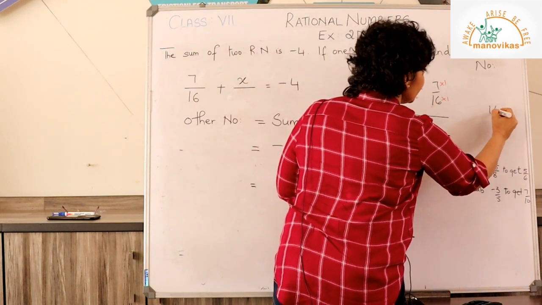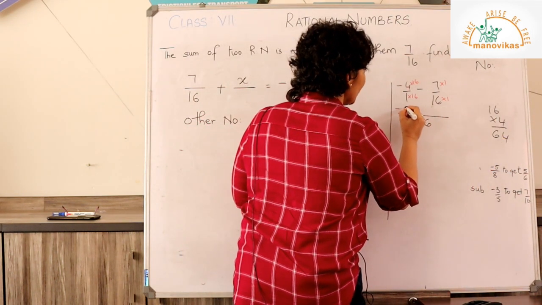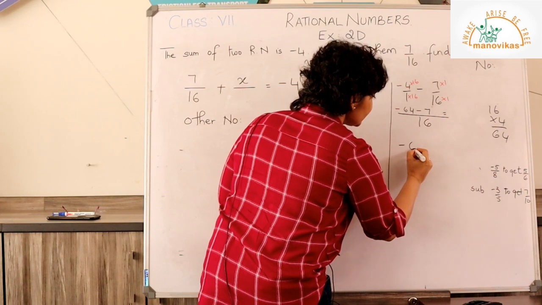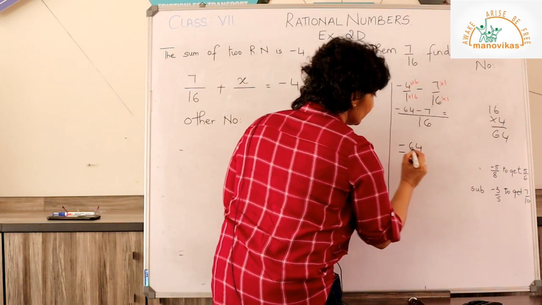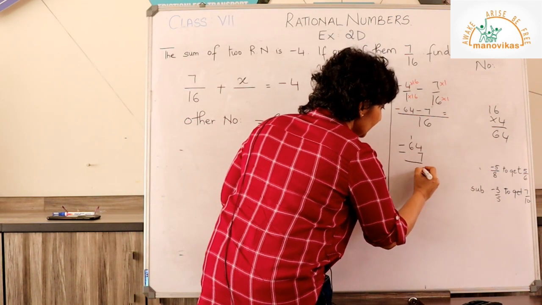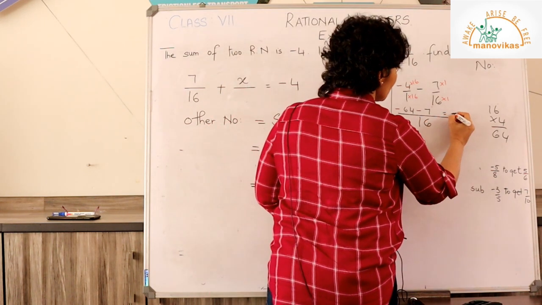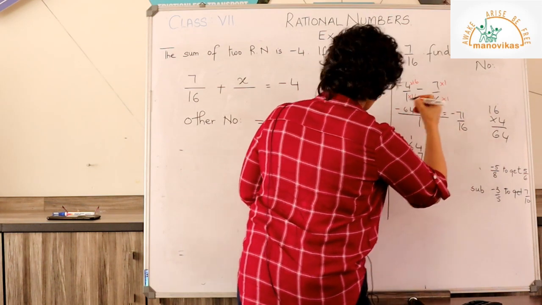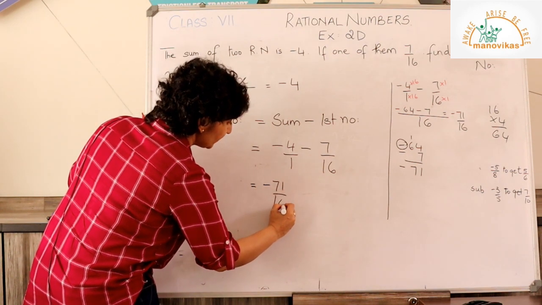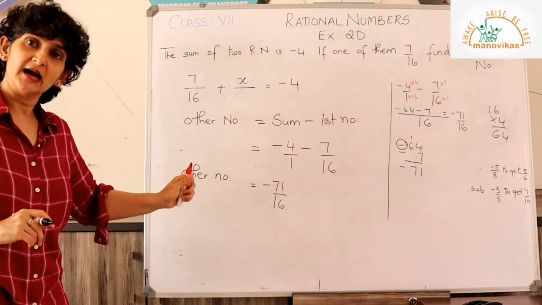So I get 16 fours are 64. So I get minus 64 minus 7 times 1 is 7. Minus 64 minus 7. Same family, add. So 7 plus 4 gives me 11. 6 plus 1, 7. Put the sign of the bigger number. So minus 71 upon 16. So my other number is minus 71 upon 16. So this is your answer.